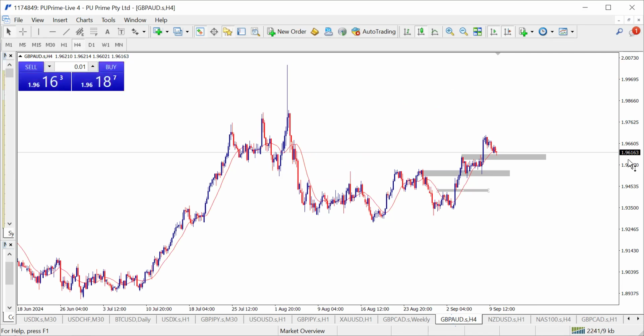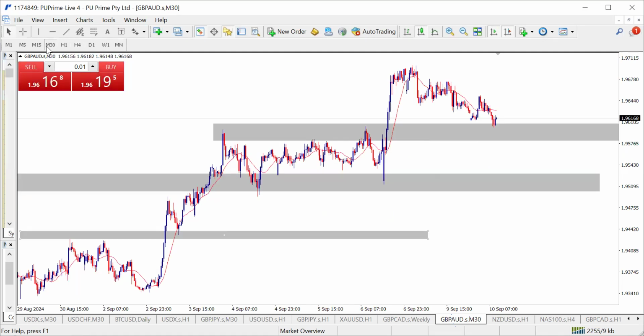But looking at the 4 hour structure, you see that we are very much bullish. So this was just a retracement. Coming on the lower time frame, we can see that the structure is towards the downside. So something like this is going to be a very good opportunity to buy. So GBP AUD, as well as USDCHF, we are looking forward to buys and sells. So stay active on this, please. Thank you, everyone.